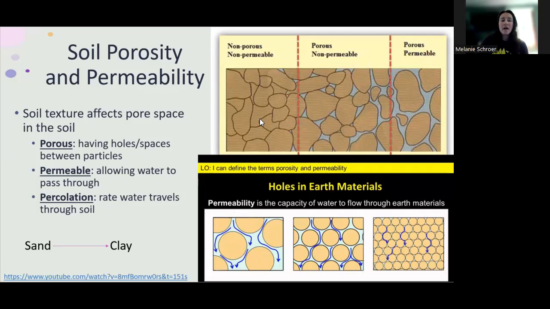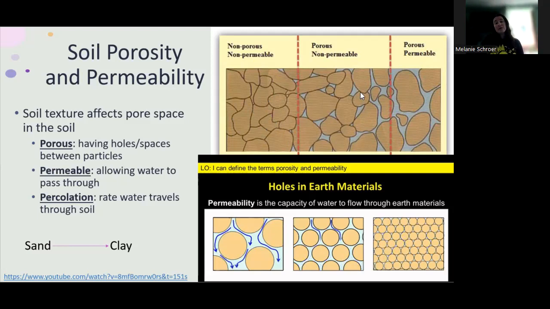Right? On the other hand, kind of on the other side of the spectrum, here we have maybe large particles like sand, but in between those large particles, there are many smaller particles filling in the pores that existed over here. And so now, this sand doesn't have a lot of pores, and therefore it is non-permeable. So water would travel really, really slowly through this soil.